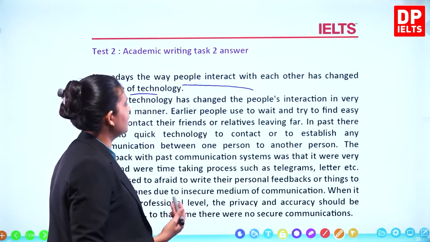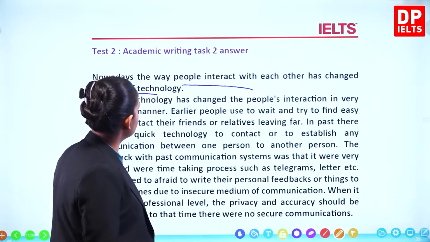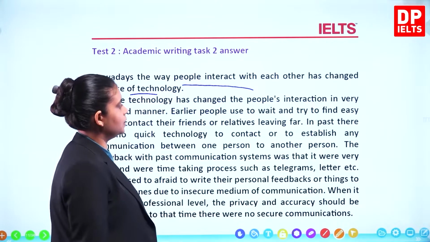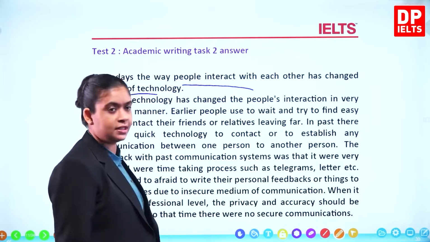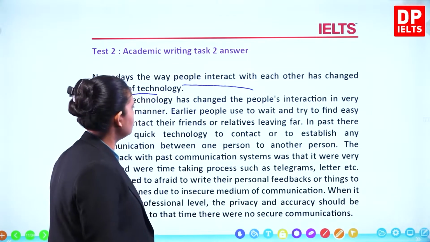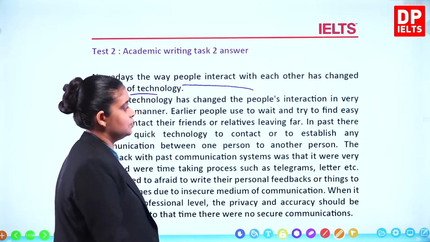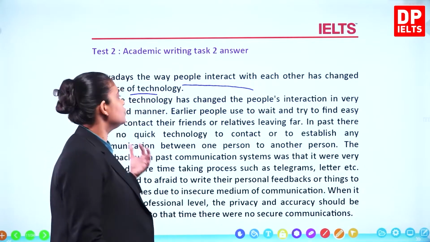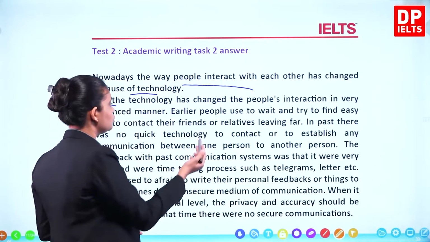"Yes, the technology has changed the people's interaction in very enhanced manner. Earlier people used to wait and try to find easy way to contact their friends or relatives living far. In past, there was no quick technology to contact or to establish any communication between one person to another person." So the student here gives the direct answer and says, yes, it has changed.